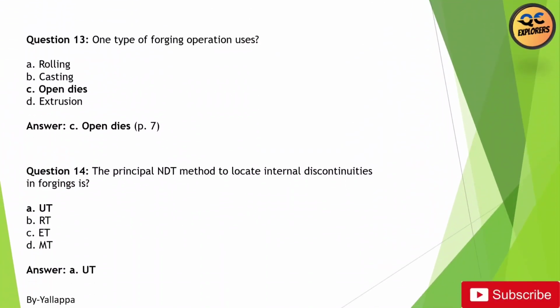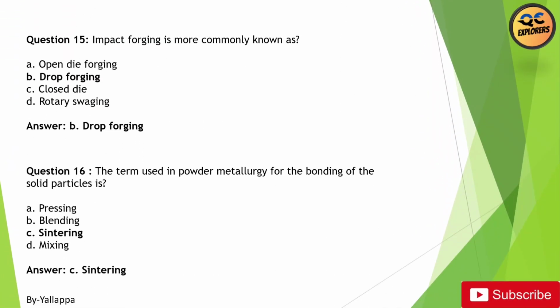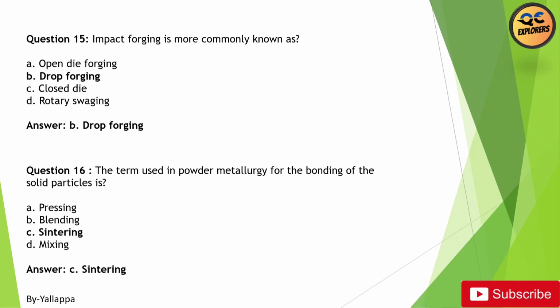One type of forging operation uses C. Open dies. Question 14 asks, the principal NDT method to locate internal discontinuities in forgings is? The answer is A. UT, or ultrasonic testing. For question 15, impact forging is more commonly known as B. Drop forging. Finally, question 16 asks for the term used in powder metallurgy for the bonding of solid particles. The term is C. Sintering.